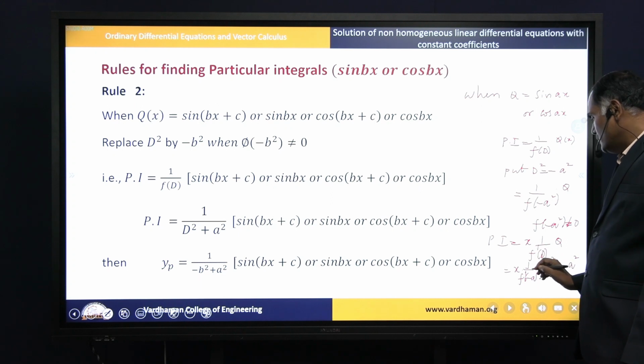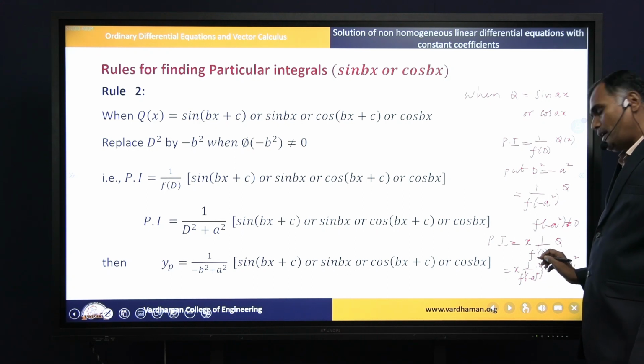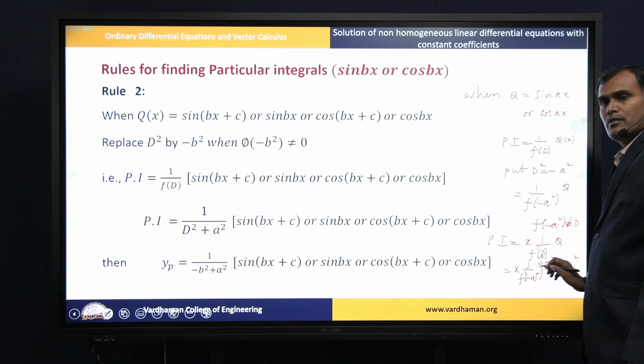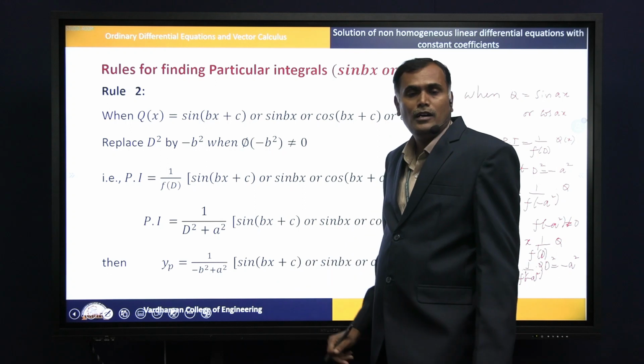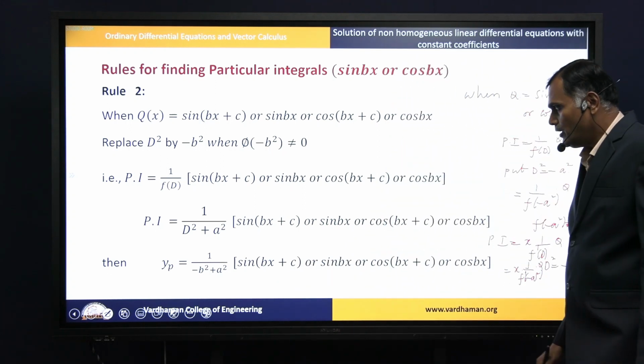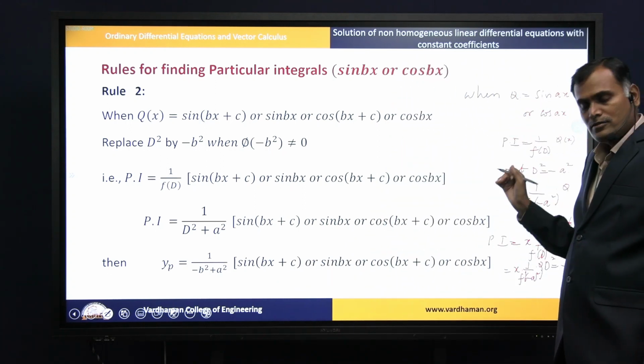If it is 0, put one more x in the numerator, differentiate the denominator one more time with respect to D, again replace D square with minus of a square, and so on. Now this is the procedure to find a particular integral when Q is either sin ax or cos ax. Now let us discuss some examples.